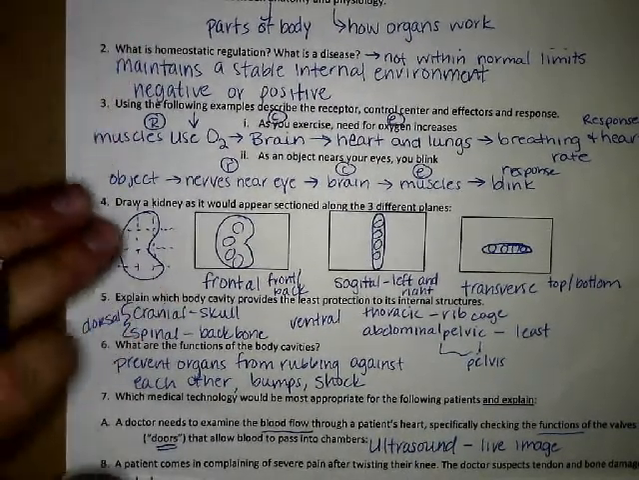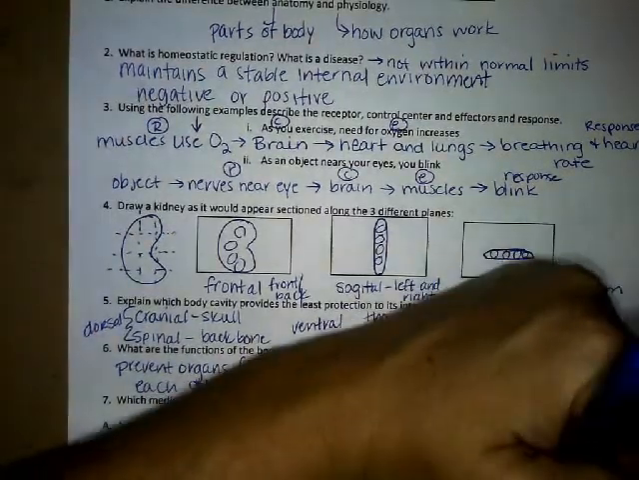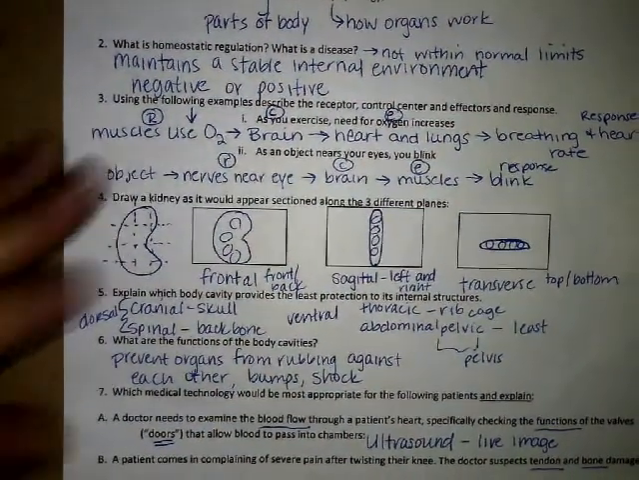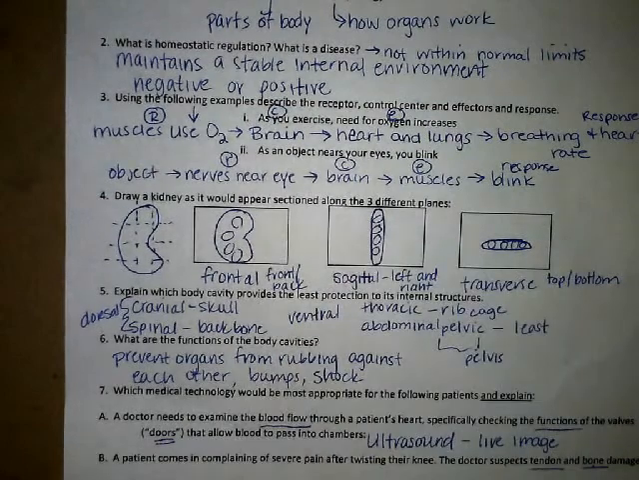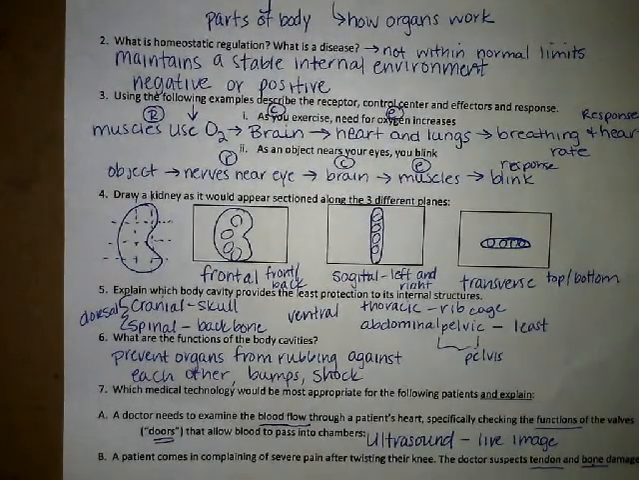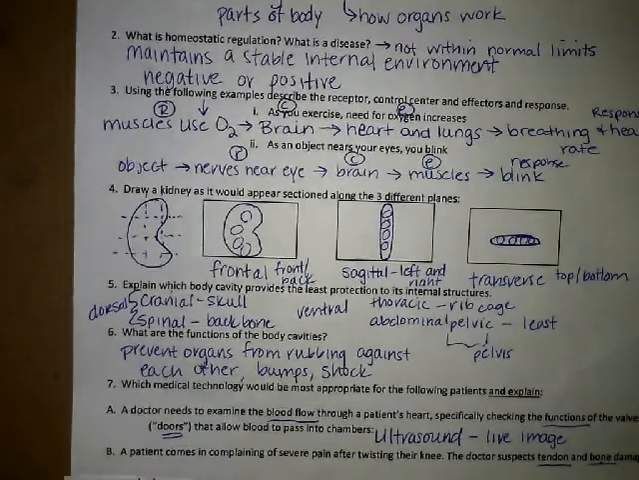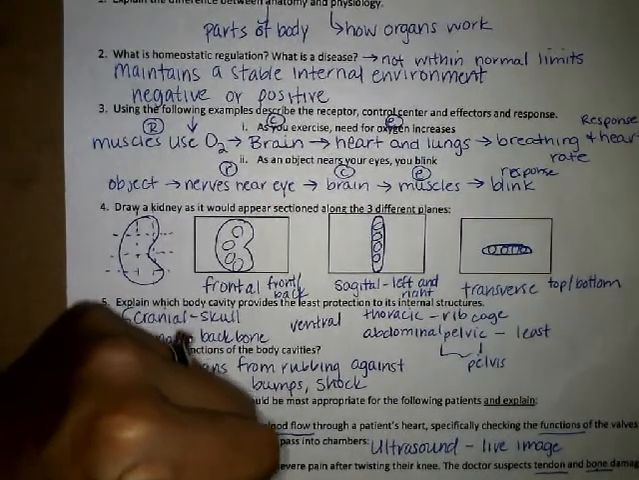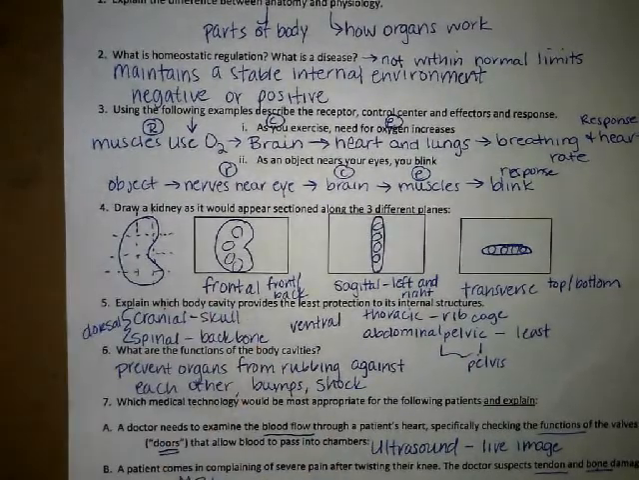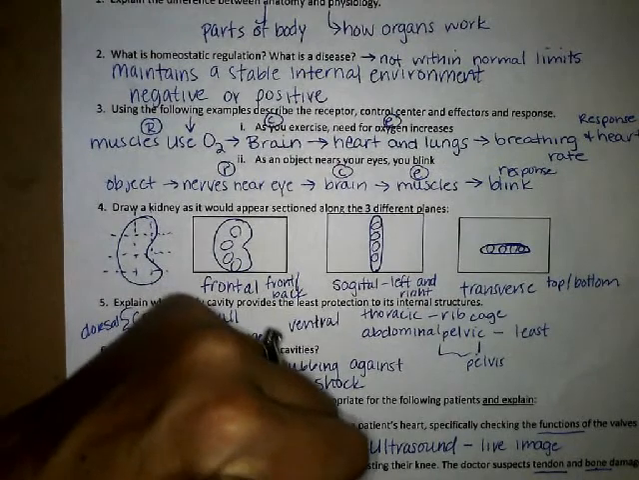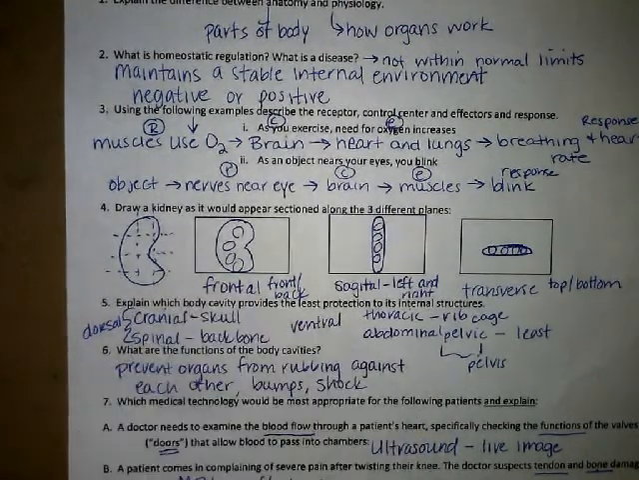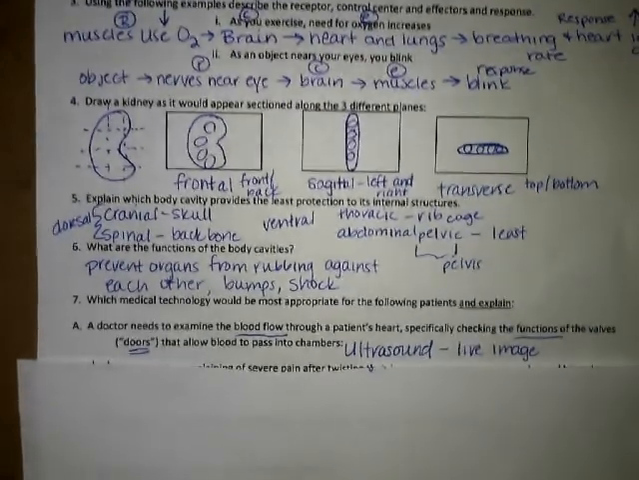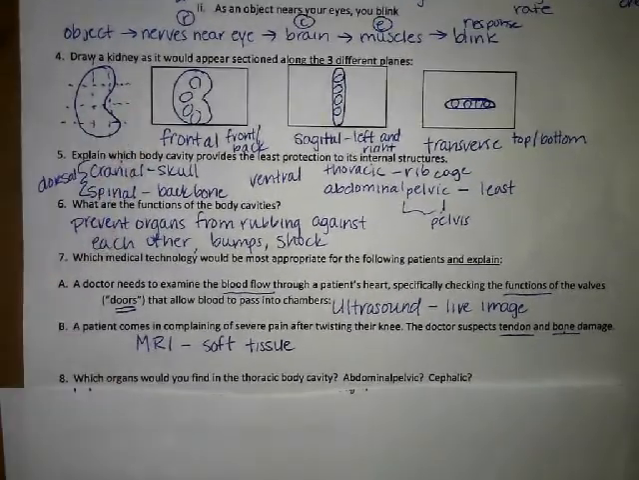A patient comes in complaining of severe pain after twisting their knee. The doctor suspects tendon and bone damage. In this case, an X-ray is only going to show the bone damage. So we're going to need to use either a CAT scan or MRI because we need to look at that soft tissue. So I would say the best case would be MRI because you don't even have to worry about the radiation here. But because you have soft tissue, the MRI is going to give you the best picture of what's going on in this case.